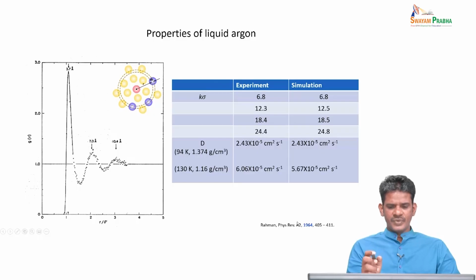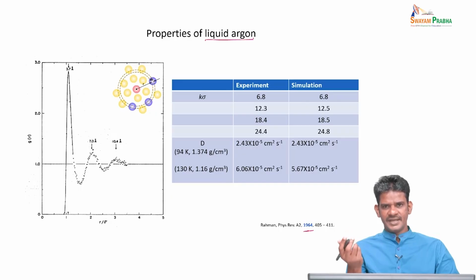Now here, in about 1964, in another study, the property of liquid argon was studied. So argon, as you know, is an inert gas, but then if you go to very low temperature, you can liquefy it. And then at that time, there were some experiments available to study what is the diffusivity, self-diffusivity of liquid argon, and what is the structure of this liquid. So the structure of liquid is actually characterized in terms of what is known as the radial distribution function.